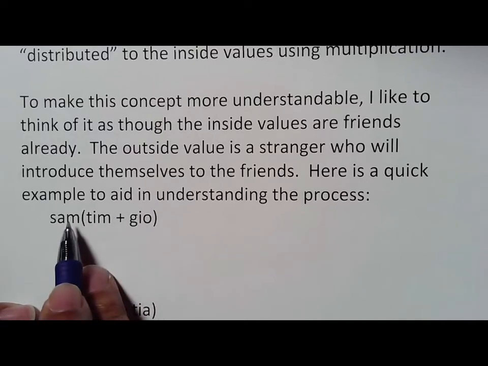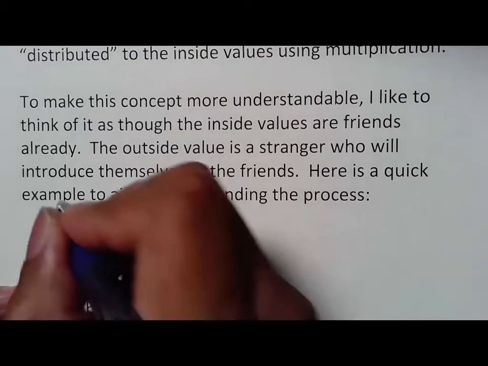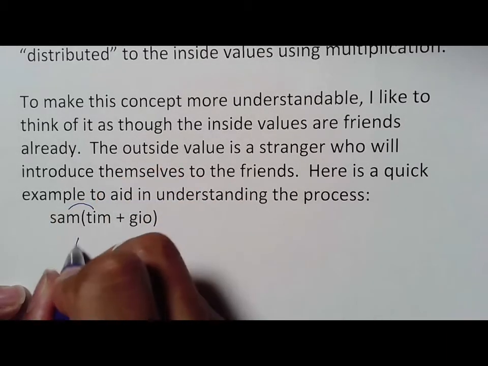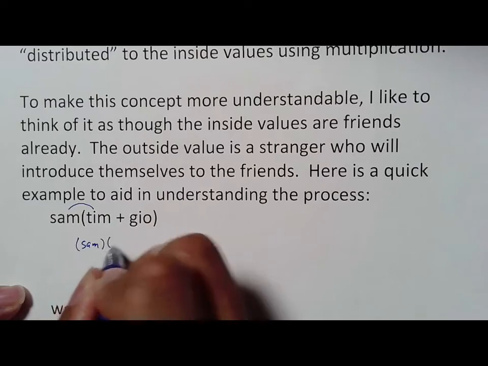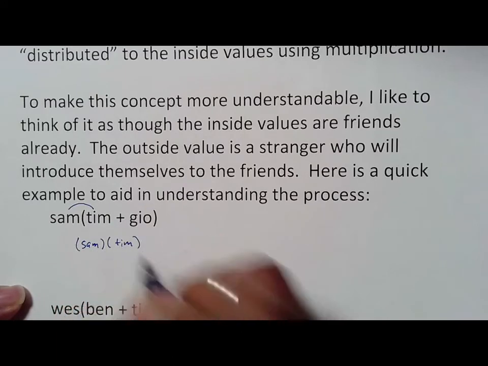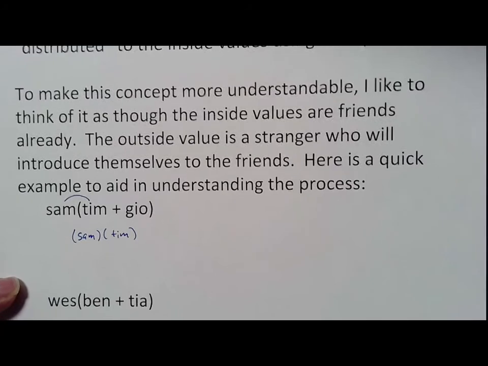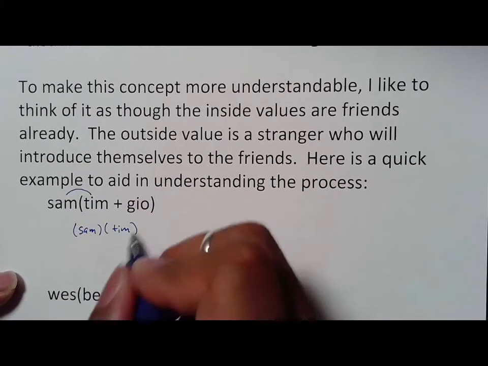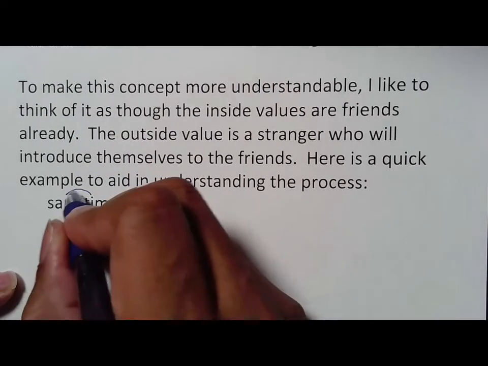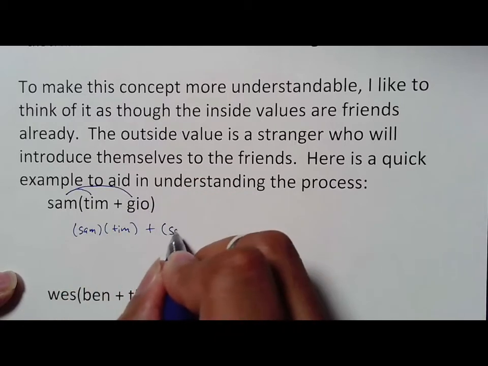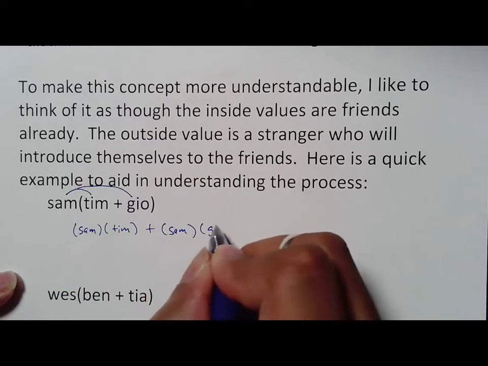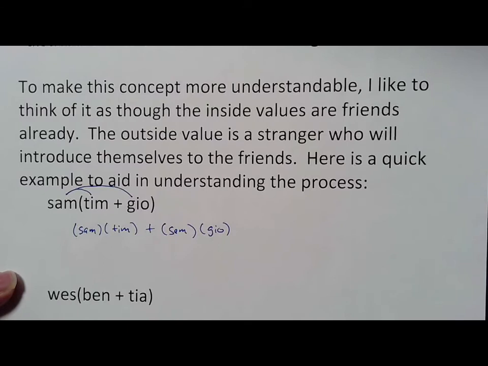This is someone who does not know either one of them, so what he's going to do is introduce himself to Tim. So Sam will meet Tim. And again, I use parentheses to show the introductions. And, which means there's going to be another introduction. Sam will meet Geo. And so with that said, that's all you have to do.